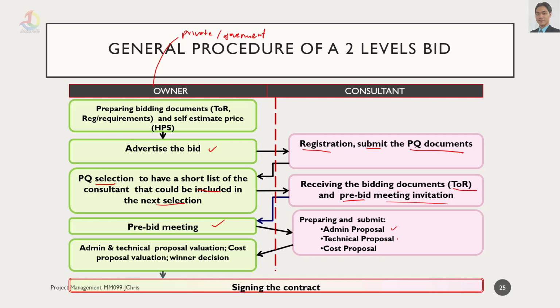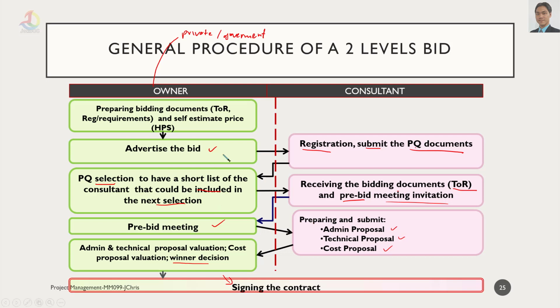And the consultant will create administration proposals, technical proposals, and cost proposals. Then the owner can evaluate these administration technical proposals, and of course the cost proposals. They will evaluate and they will say someone wins this. We call that winning a tender, and then it can go on to the signing of the contract. This is the general procedure, but there will be a slight derivative between one organization and other.